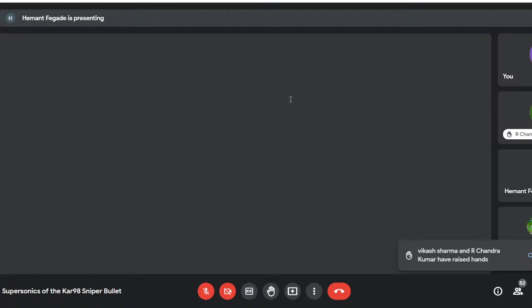Sorry. So yeah, what I was mentioning was that the firing pin strikes the primer, it starts ignition, and that's why the bullet moves in the forward direction.